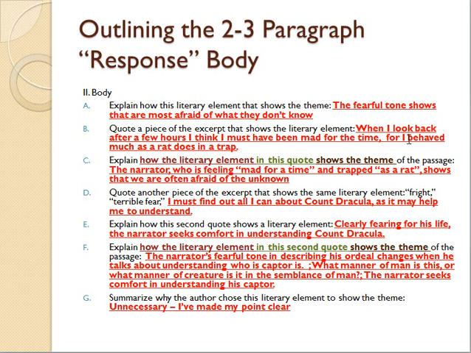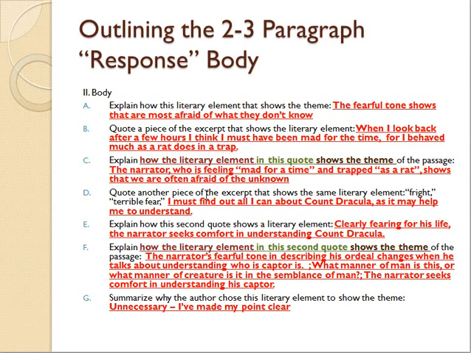I'm going to take that quote in the beginning of page 1. Okay? And I'm going to say over here that the tone in here shows the theme. The narrator, who is feeling mad for a time and trapped as a rat, shows that we are often afraid of the unknown. Okay?